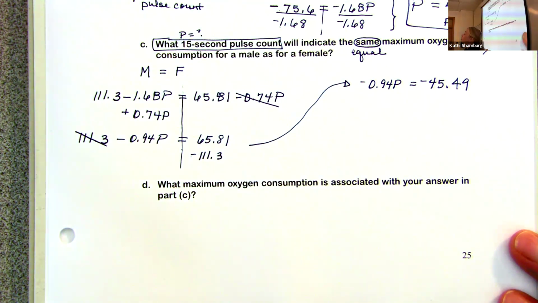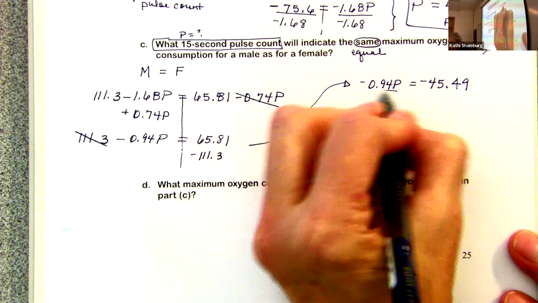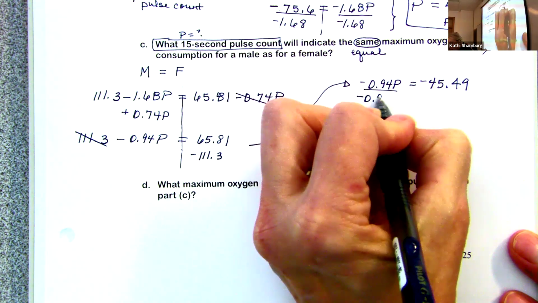All right, so we're pretty close to getting the P by itself. It's being multiplied. So to undo that, I'm going to divide by the coefficient that I want to get rid of.